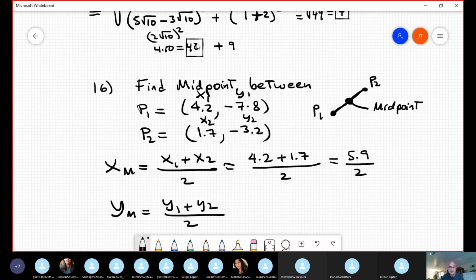5.9 divided by 2. If you have some problem with the division of the decimal, you put it in the calculator. 5.9 divided by 2 is 2.95.